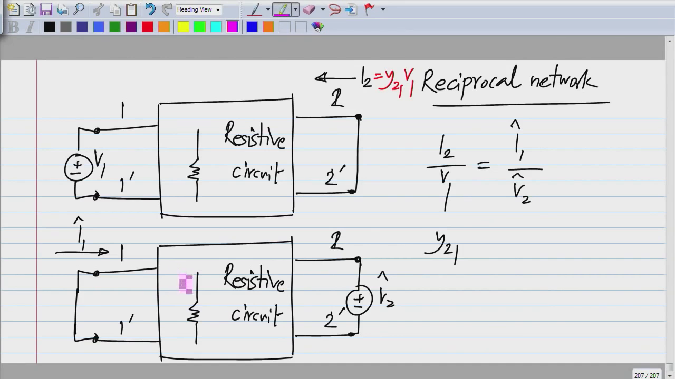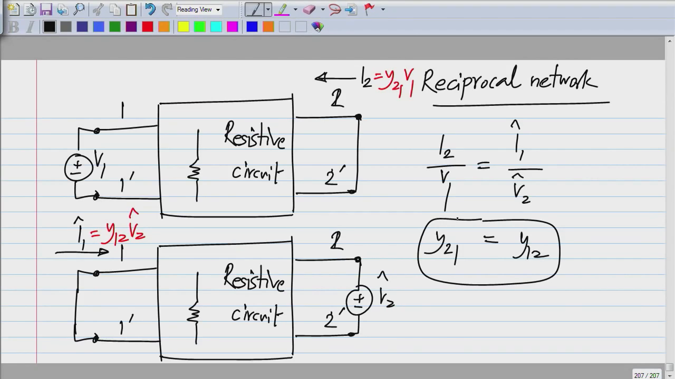And similarly here you are short circuiting port 1 and applying V2 hat. So this I1 hat will be nothing but Y12 V2 hat. And this number will be Y12. So Y21 will be equal to Y12.